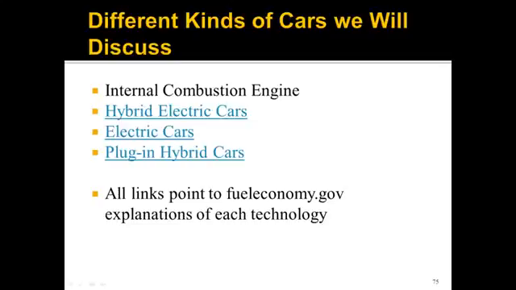Plug-in hybrids are a little weird. Plug-in hybrids act like electric cars for a little while, and then once their batteries are drained, they act like hybrid electric cars. So, for example, the Prius plug-in, which is what we're going to look at, goes 11 miles on all electricity, and then has a range of over 400 miles on gasoline after that. So they're a little bit different to deal with. And I provided a few links here. All links are to fueleconomy.gov, and they have a lot more explanation about each of these car types.